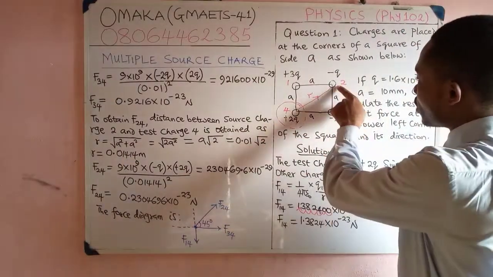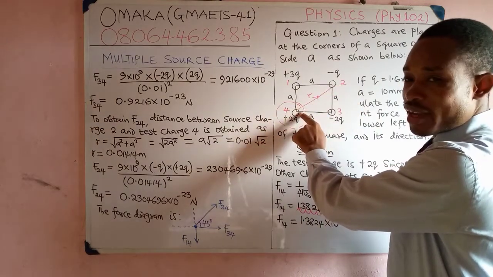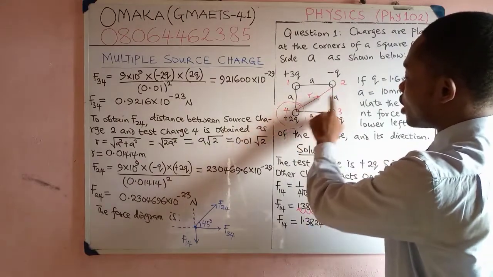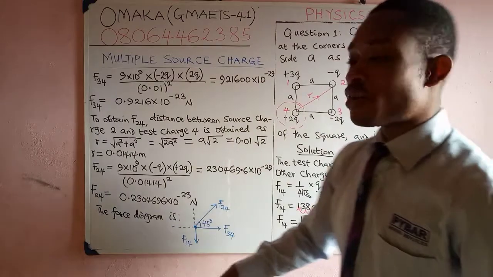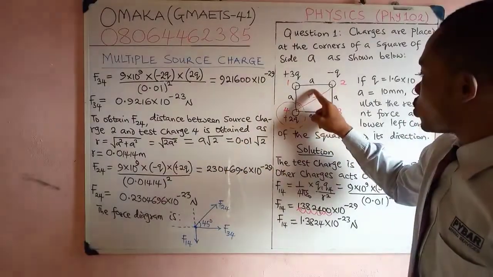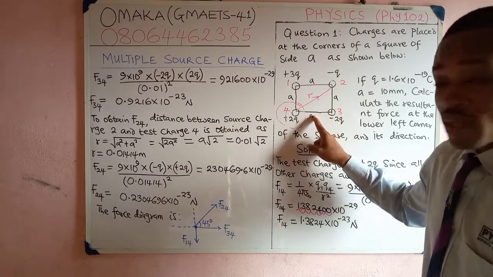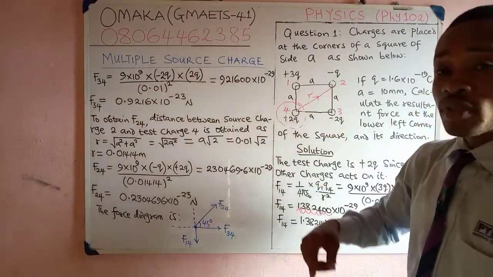This time around, the force of this charge on this. Is that okay? Now if you look at this source charge, it's a diagonal relationship. The distance is diagonal to our test charge. So calculating your R using Pythagoras theorem, you know R squared equals A squared plus this A squared. And then if you want to get your R, you take square root of both sides.